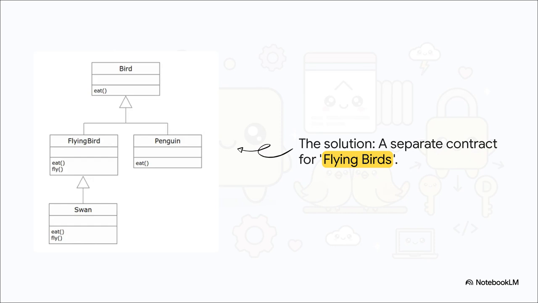The solution to this is just so elegant. Instead of trying to force all birds into a flying box, we create a more honest system. We have a base bird class for things all birds do, like eat. Then we create a separate flying bird interface for only those birds that can also fly. The swan uses this interface, but the penguin doesn't. Now our classes are telling the truth about what they can and can't do.